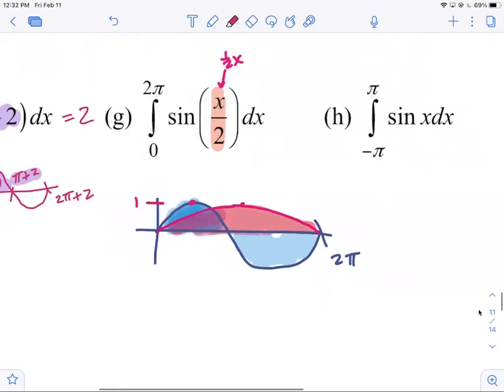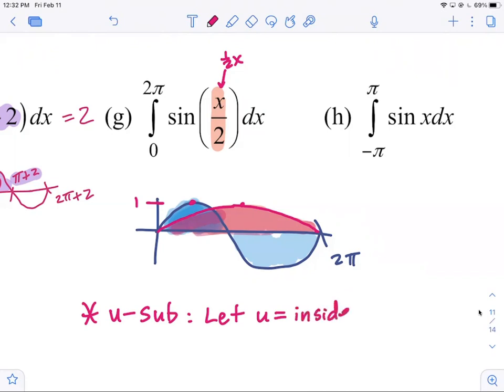But let's see. Here's what we're going to do. This is called U-Substitution, and we're going to do this in 4.4. So here's your introduction to it. U-Substitution is basically this: let this arbitrary variable u, just a dummy variable, equal your inside function.